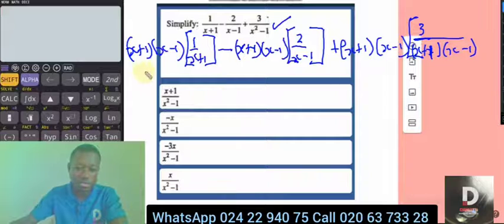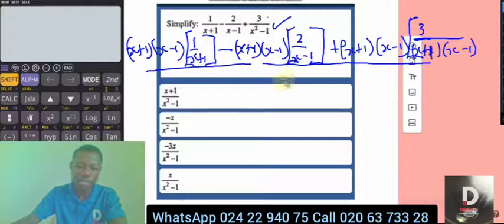All over the LCM. Everything you do, all over the LCM. So what do you have? x plus 1, x minus 1. Good. Now let's go. Cancellation time.